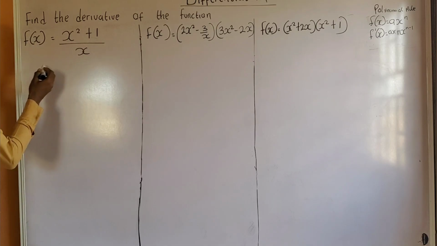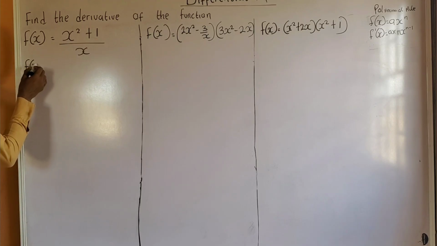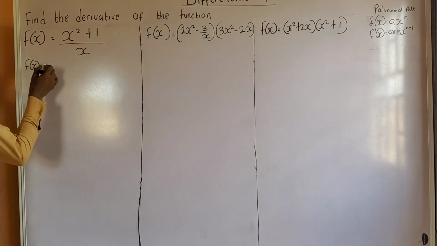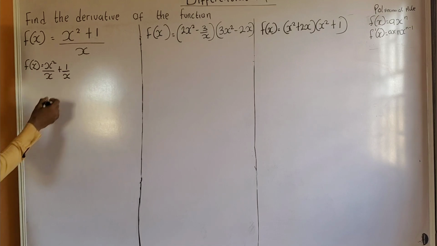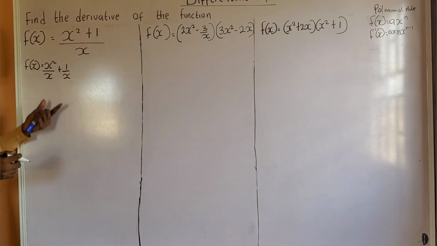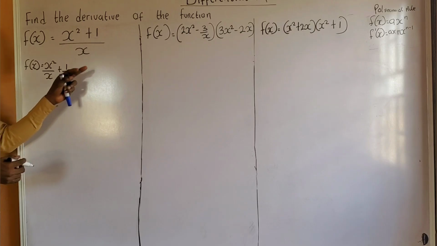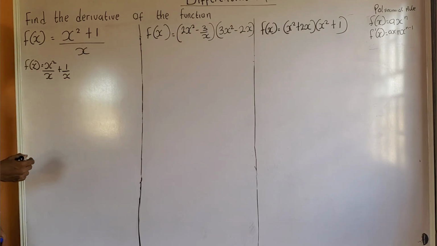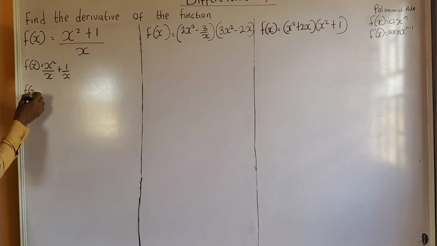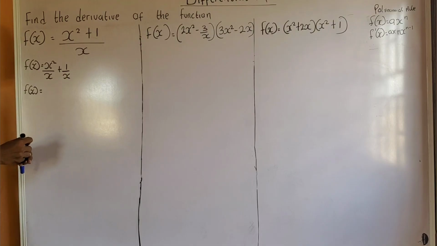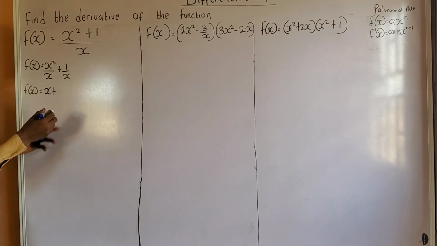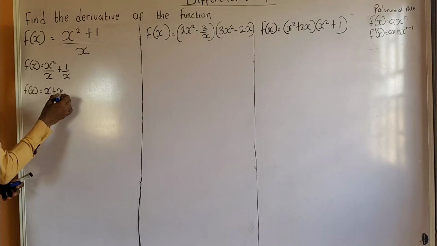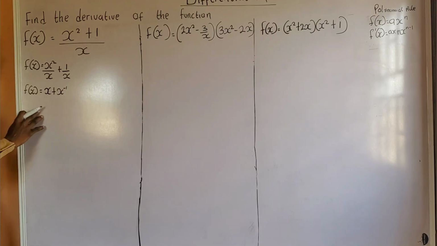Let us rewrite f of x. f of x can be written as x squared all over x plus 1 all over x. You understand? I just separated the fraction. If you take the LCM of this fraction, you are still going to have what you have here. Do you understand? Okay, f of x is equals to, now, x squared divided by x. That will give us x. So I'm going to have x plus 1 over x, which can be written as x raised to the power of negative 1. Okay, having gotten to this point, we can differentiate the function using the polynomial rule.